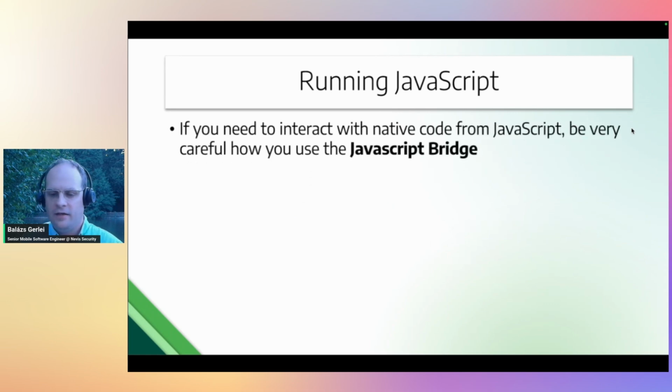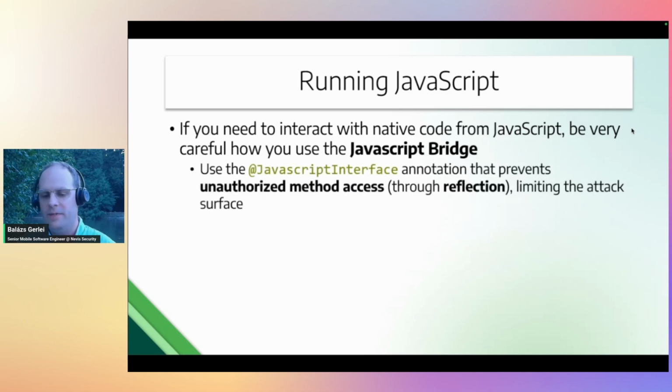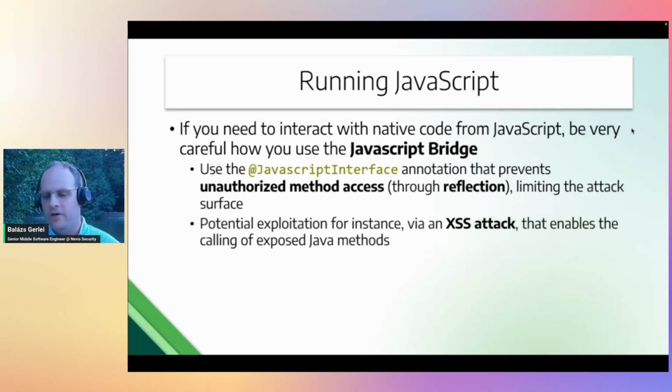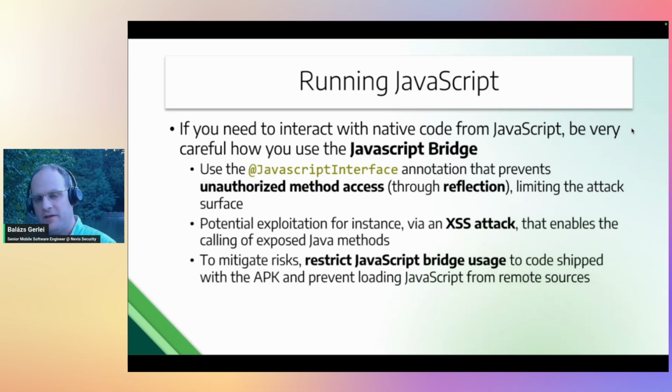Look into it. If you want to actually interact with your native code from the JavaScript side, things get even more hairy. This can be a talk in and of itself. I couldn't get into every detail, but if you have to run JavaScript, make sure to at least use the @JavascriptInterface annotation. So only allow certain methods to be callable from the JavaScript side. Otherwise, reflection can be a way to attack your application. Also, restrict the JavaScript bridge usage to the code that you ship with your application. So don't allow code loaded from the server side to call into the native code of your application and wreak havoc.